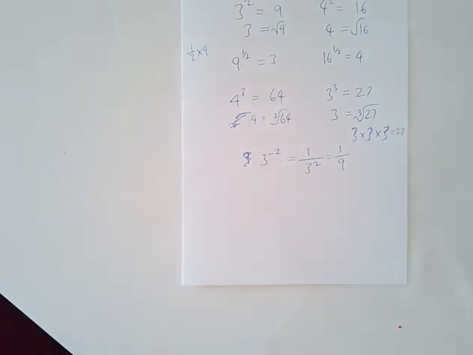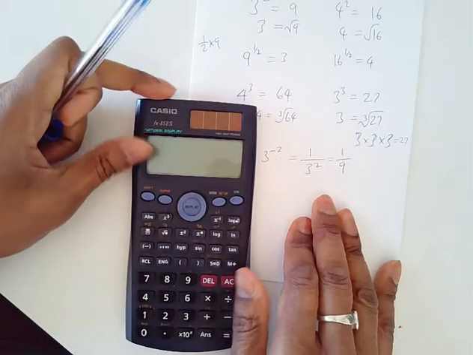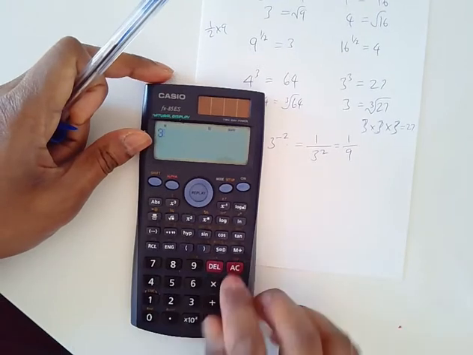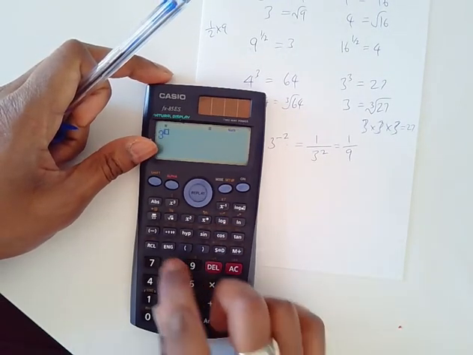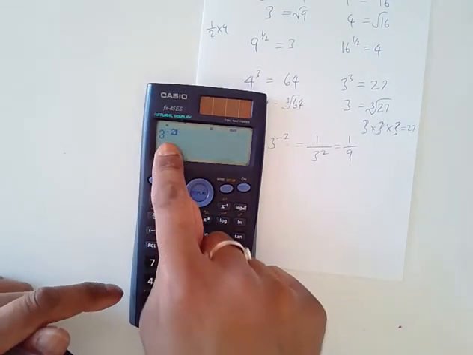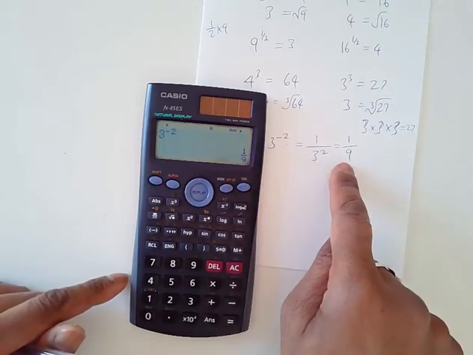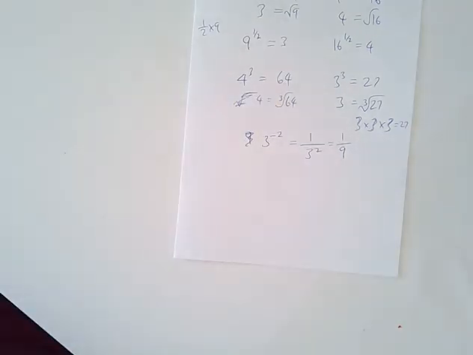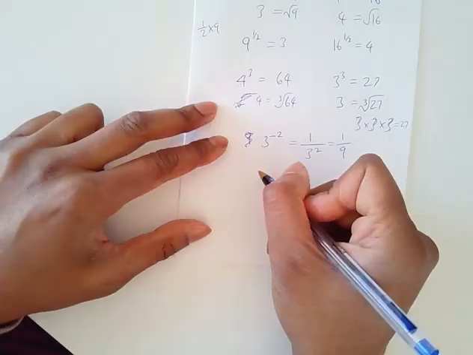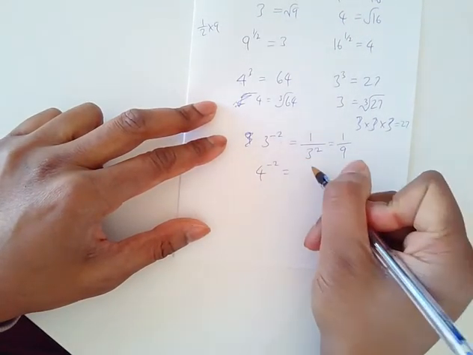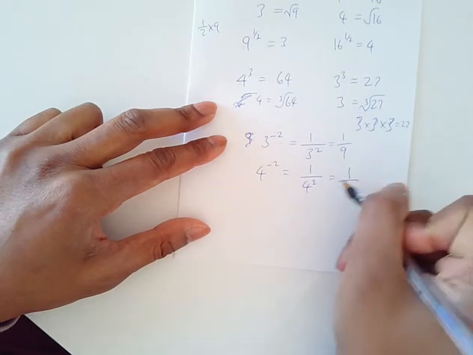I can show you this on the calculator. This is what the calculator gives. 3 to the power of negative 2 gives 1 over 9, there. Similarly, 4 to the power of negative 2 is 1 over 4 squared, 1 over 16.